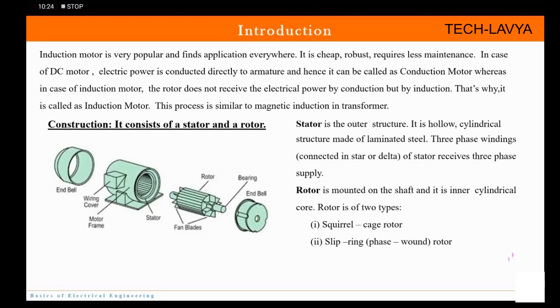So the stator is basically the outer structure, and it is a hollow structure. It is just like a container in which we keep a few things, isn't it? So it is a cylindrical hollow structure, and it is made up of laminated steel. Now, why laminated steel? We have studied in the transformer also, so as to reduce the losses. And since it is a three-phase induction motor, three-phase windings are connected inside the stator, and these three-phase windings can be connected in either star or delta. So there are three-phase windings placed inside the stator.